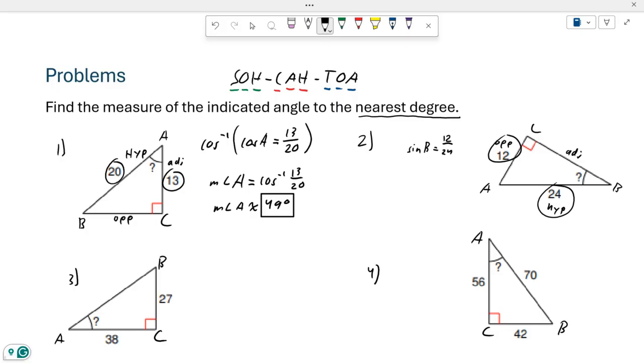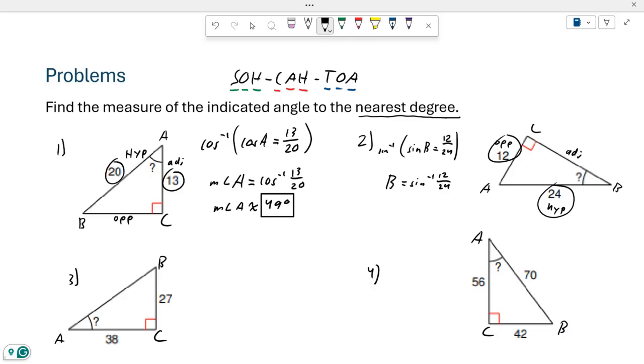This does reduce to 1/2, and if you want to reduce it, feel free. But because we're just going to type this into the calculator, it's not really necessary. But if you did notice that this reduces to 1/2, then good job. Again, I want to get B by itself, and in order to get B by itself, I take the inverse of sine on both sides. On the left-hand side, my inverse of sine and sine cancel, and I'm left with just B. And then on the right-hand side, I have the inverse sine of 12 over 24.